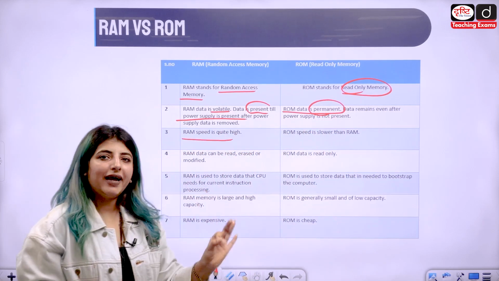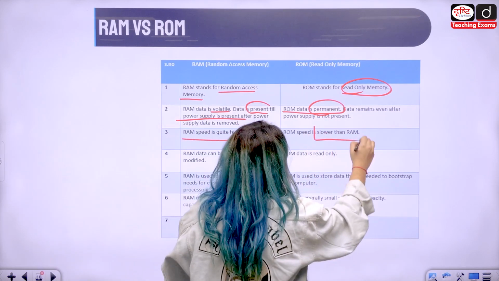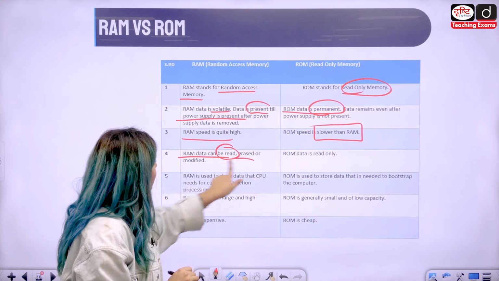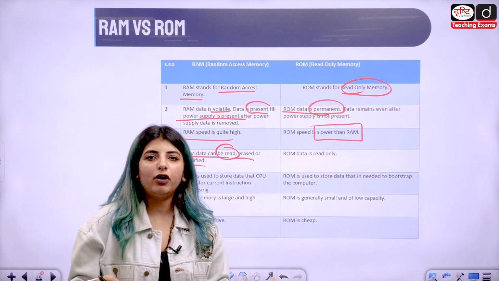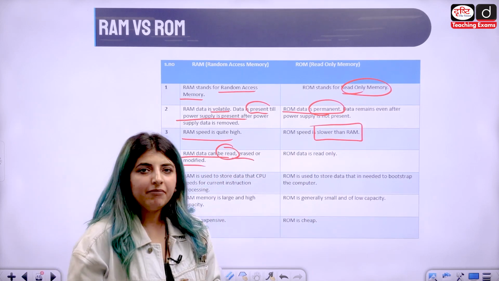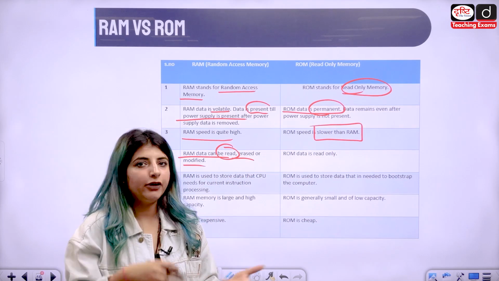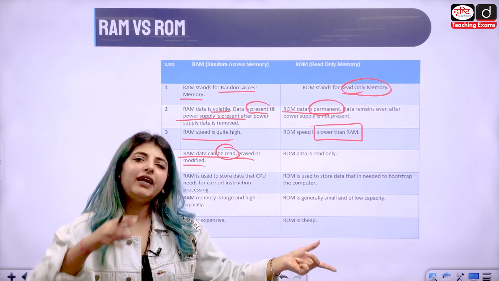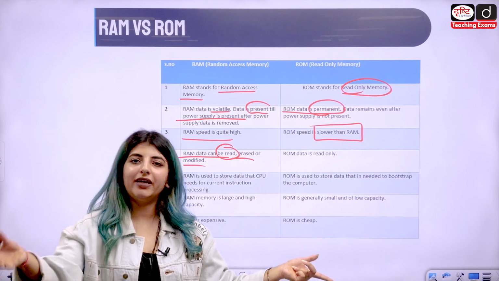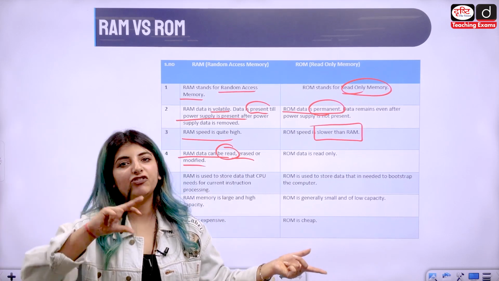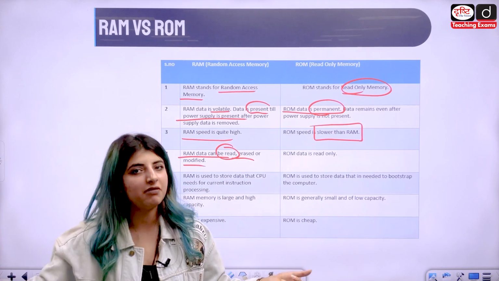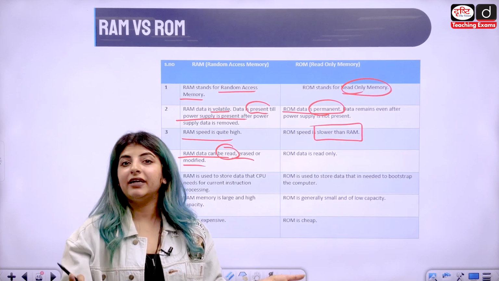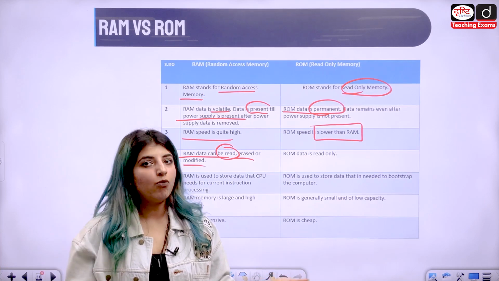RAM speed is quite high. ROM is slower than RAM. RAM can be read, erased or modified. Let's take an example of a Word file here. In RAM, if you have created a file and made some grammatical errors, you can correct them. But in ROM, there are certain types under ROM that are erasable, but of course, majorly ROM is a read-only memory. Hence, the instructions stored there cannot be erased or modified.